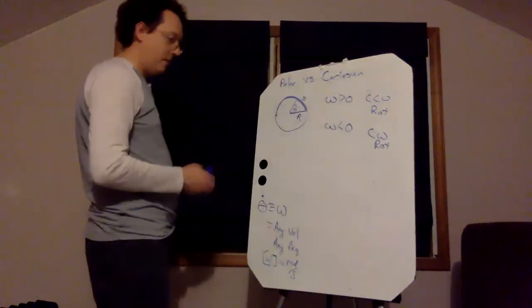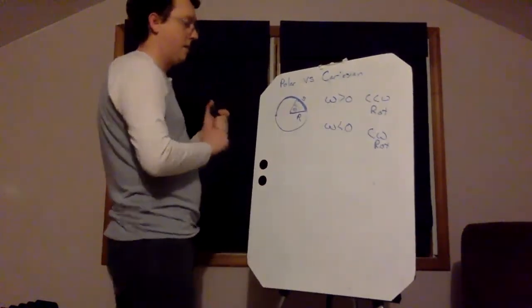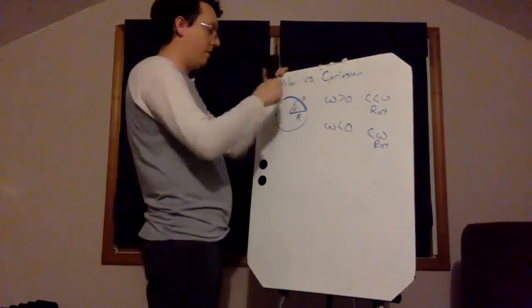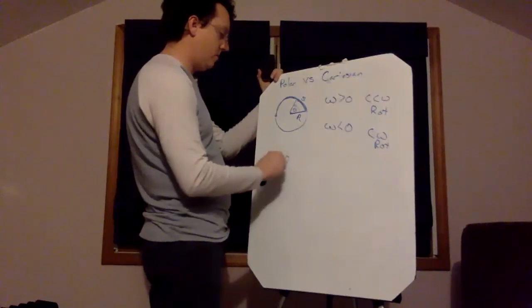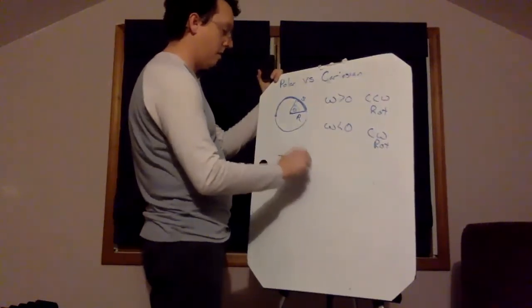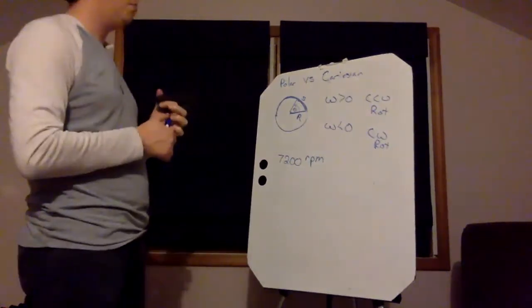So let's do an example. Let's imagine we had a record which is spinning at a constant 7,200 RPMs. So it turns at 7,200 rotations per minute.